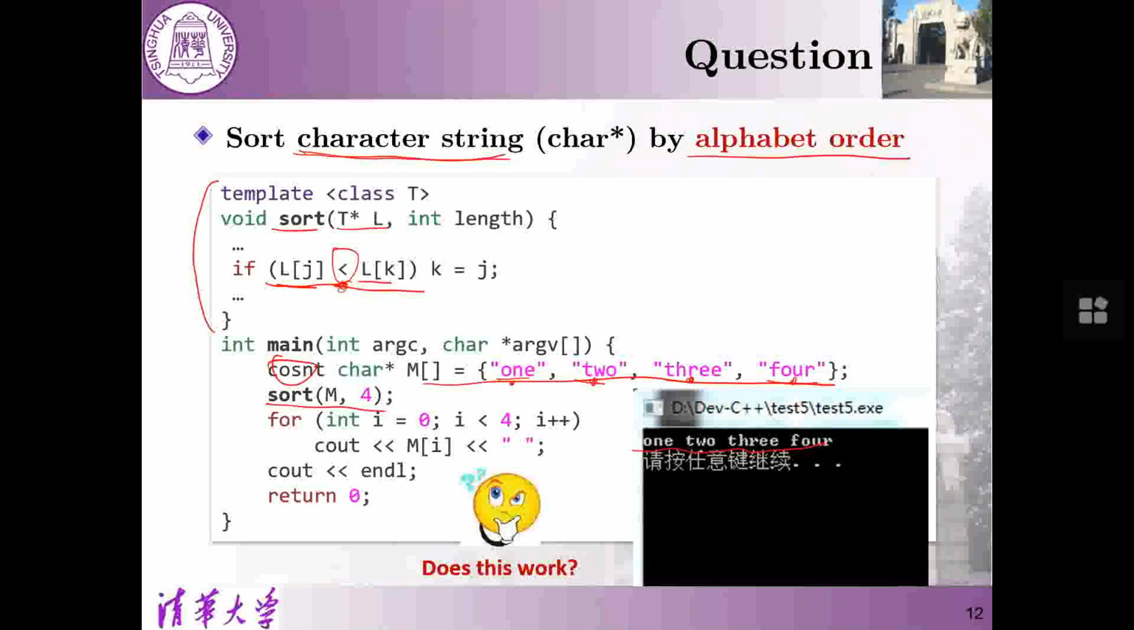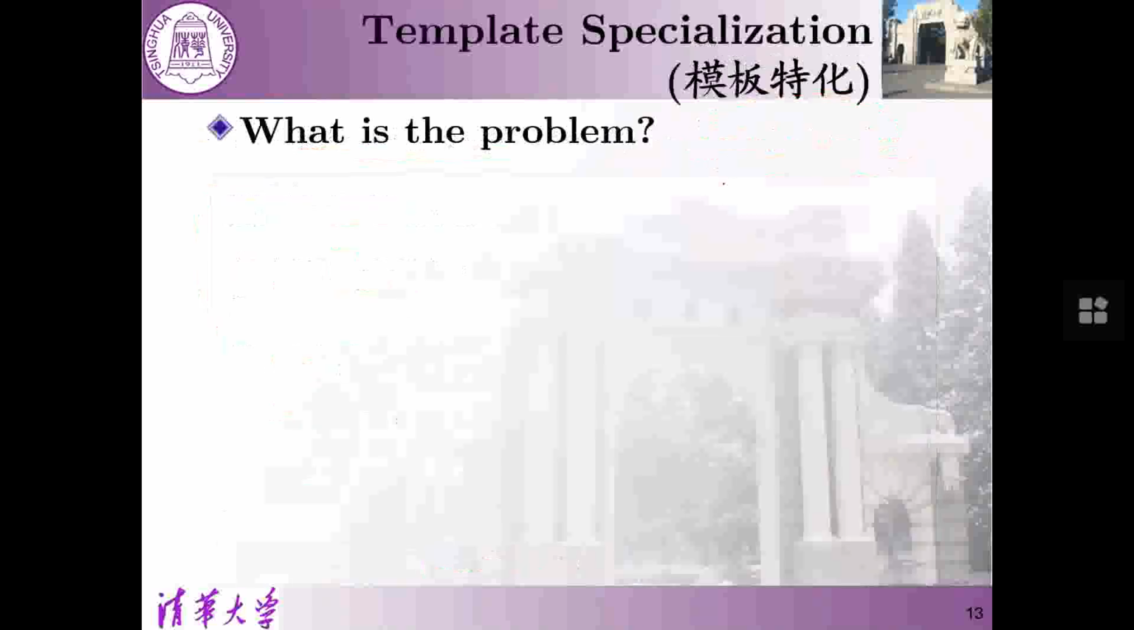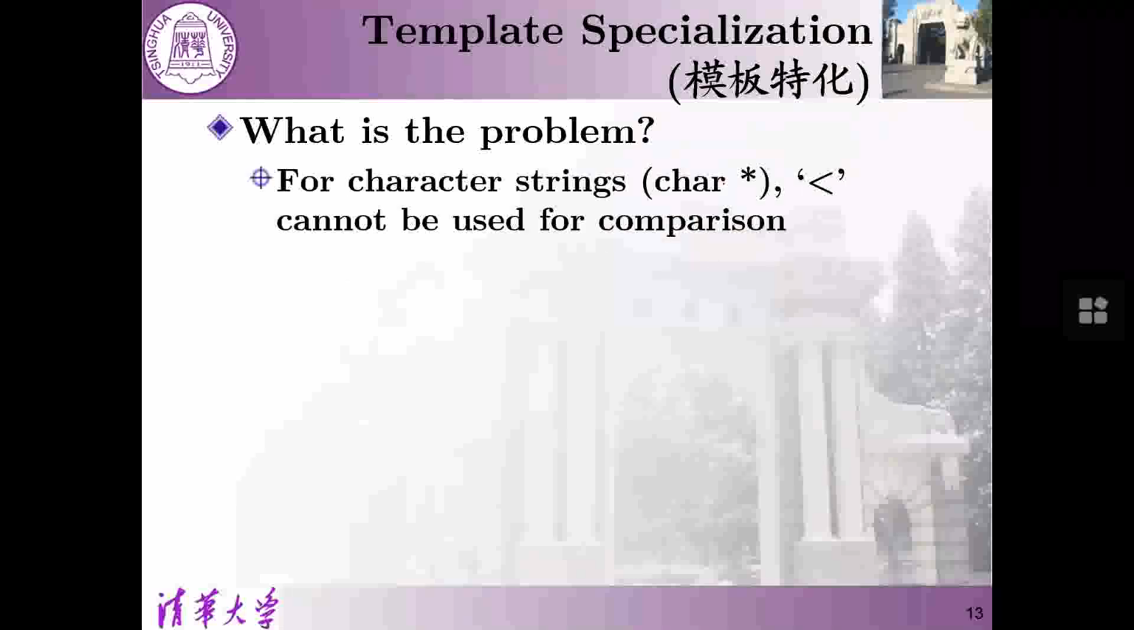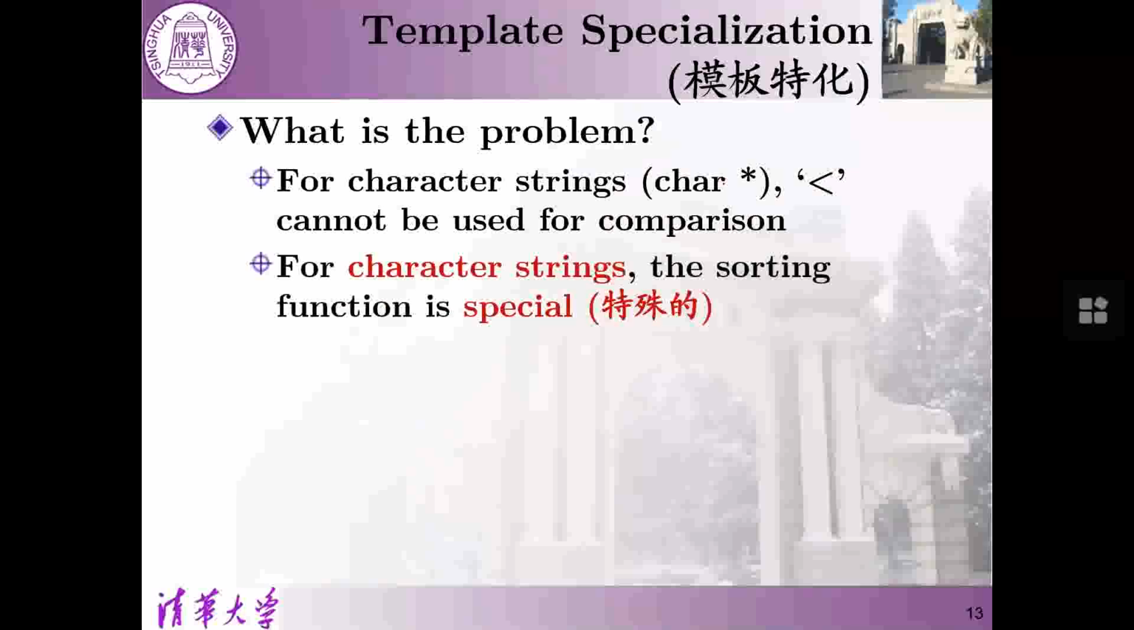This is not alphabet order. It's not dictionary order, right? So how to sort the character strings by dictionary order? We need a special way to solve this problem, right? For character strings, we cannot use this operator. And for character strings, the sorting function is kind of special.